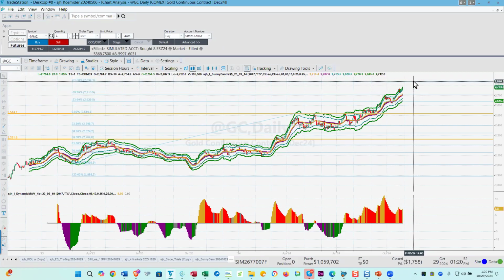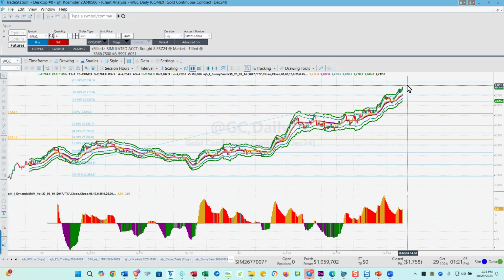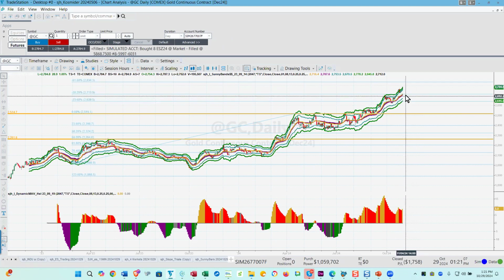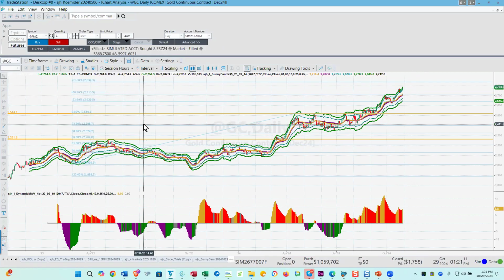And now it's going to take some consolidation after that, but that's where we're likely to rest and then consolidate back down into this level, which is 2713. So we could go on up to here and consolidate back to here and then continue on up.